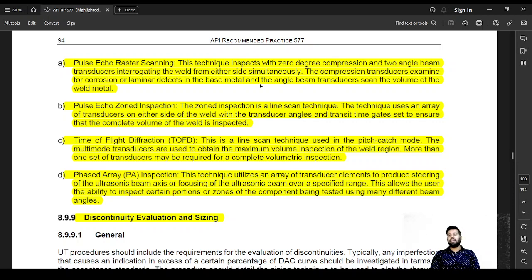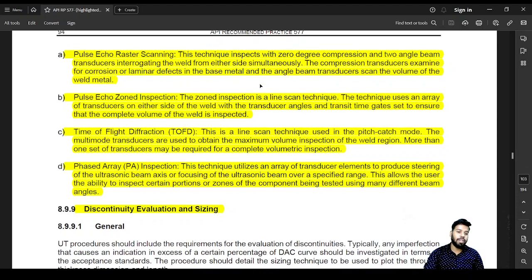TOFD is a line scan technique used in pitch catch mode. The multi-mode transducers are used to obtain the maximum volume inspection of a weld region. More than one set of transducers may be used for complete volumetric examination. Phased array inspection: this technique utilizes an array of transducer elements to produce steering of the ultrasonic beam axis or focusing of the ultrasonic beam over a specified range. This allows the user the ability to inspect certain portions of the weld zone of a component tested using many different beam angles.